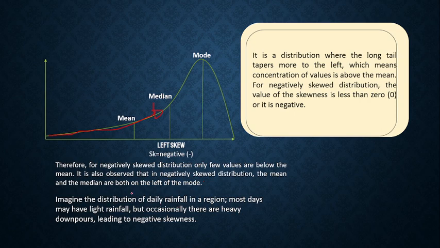So imagine the distribution of the daily rainfall in a region. Most days may have a light rainfall, but occasionally there are heavy downpours leading to negative skewness. So it means ang light rainfall is siya. Most days may have a light rainfall. So it means daghan jud kaayo ng mas grabing ulan, no? Maulan. Okay, pag nga na gani class, it turns into negative skewness.